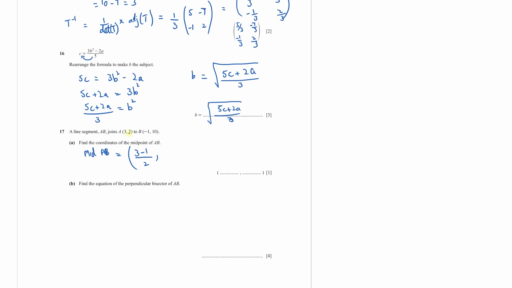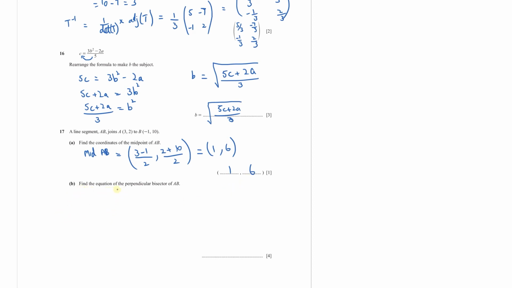And similarly for the y coordinate of the midpoint, I will add the y coordinates. So 2 plus 10 and then divide by 2. So 3 minus 1 is 2, 2 divided by 2 is 1, 10 plus 2 is 12, 12 divided by 2 is 6. So (1, 6) will be the midpoint.